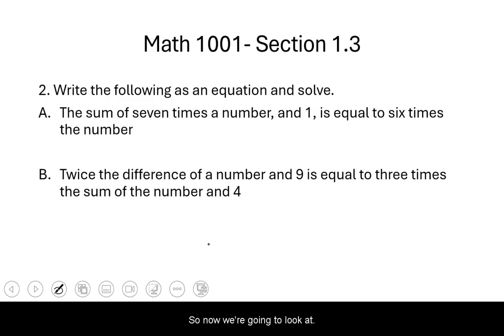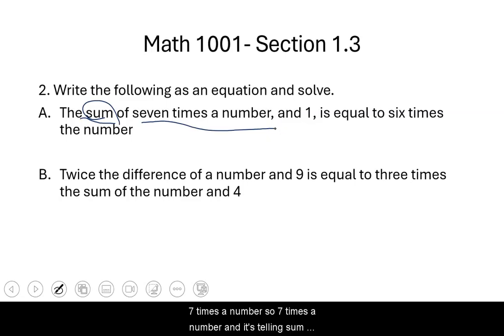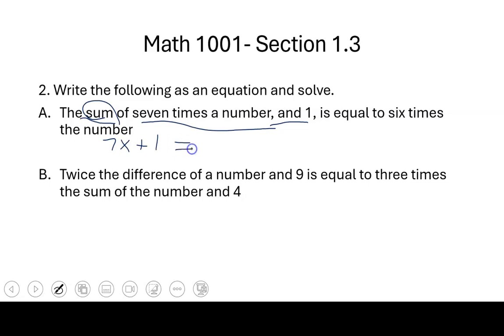So now we're going to look at making an equation, translating the words to symbols, and then we're going to solve it. So the first example is the sum of 7 times a number. So 7 times a number, and it's telling us sum, so that means add, and 1, is equal to 6 times the number. So 6 times that number.